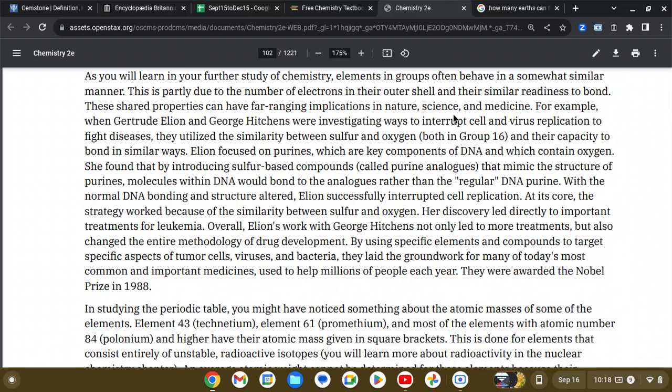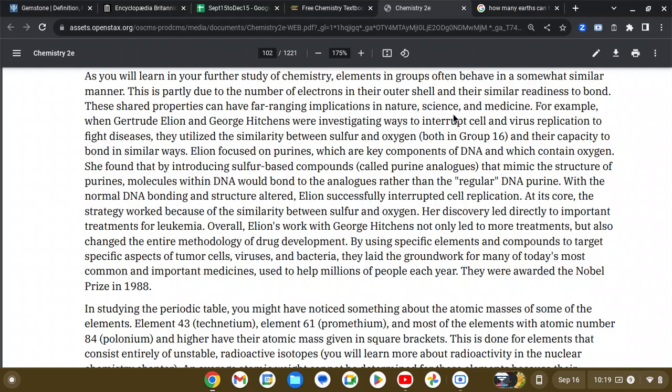Elion focused on purines, which are key components of DNA and which contain oxygen, and she found that by introducing sulfur-based compounds called purine analogs that mimic the structure of purines, molecules within DNA would bond to the analogs rather than the regular DNA purine. With the normal DNA bonding and structure altered, Elion successfully interrupted cell replication. At its core, the strategy worked because of the similarity between sulfur and oxygen. Her discovery led directly to important treatments for leukemia.